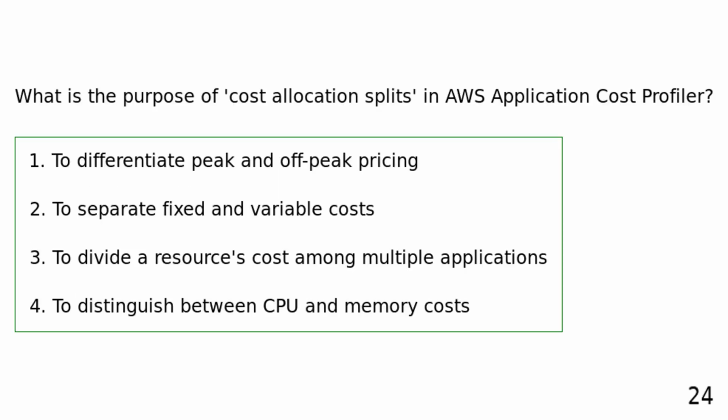What is the purpose of cost allocation splits in AWS Application Cost Profiler? To differentiate peak and off-peak pricing. To separate fixed and variable costs. To divide a resource's cost among multiple applications. To distinguish between CPU and memory costs.